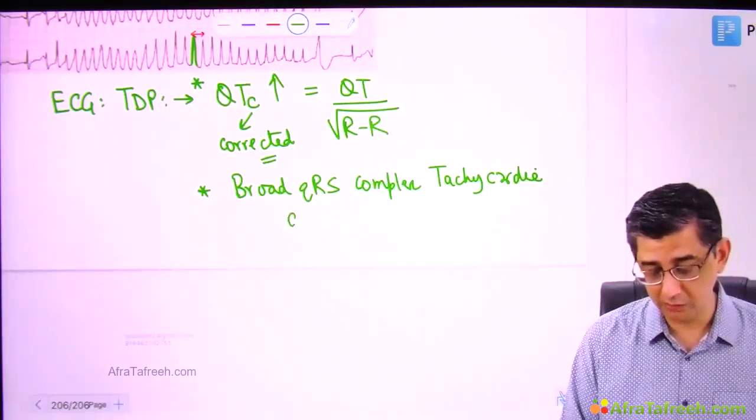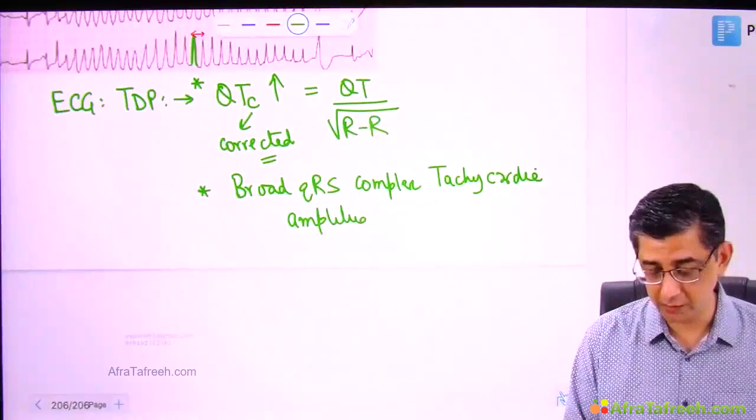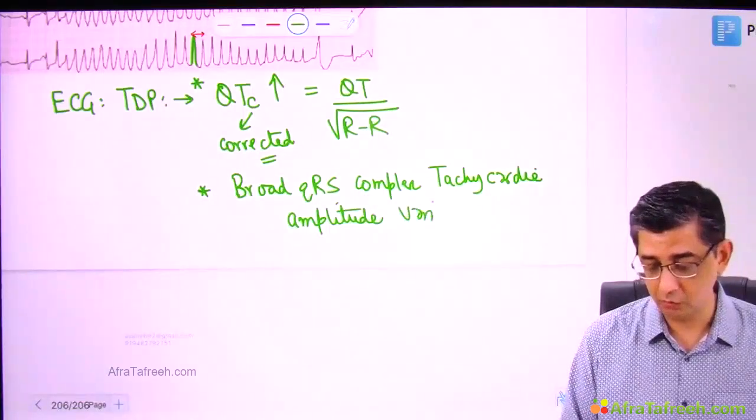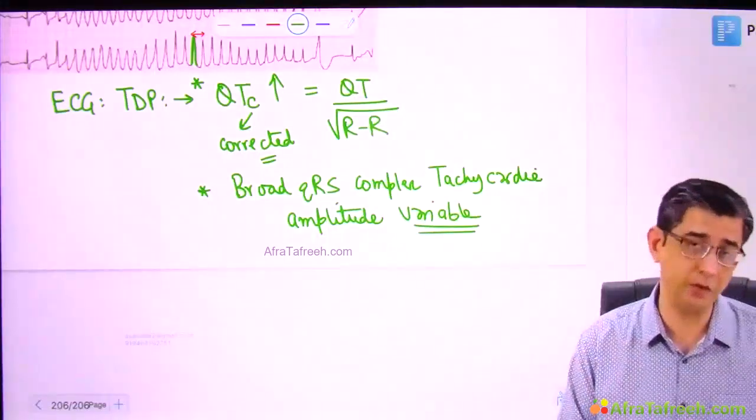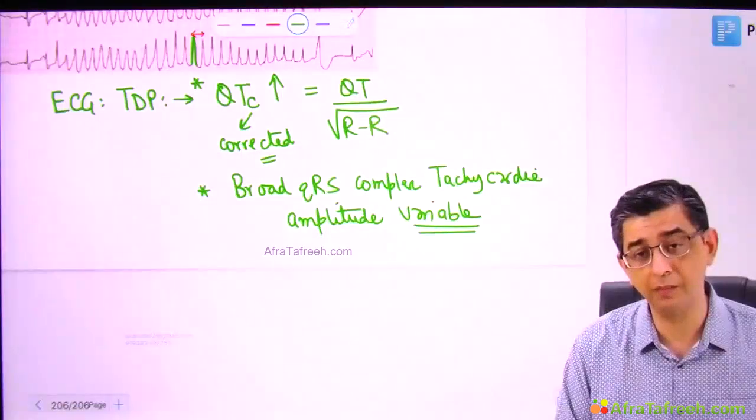That is why the word polymorphic was introduced, whereas the previous ECG that I showed to you was rather having a uniform shape or uniform amplitude of QRS complex. So I said the word monomorphic.